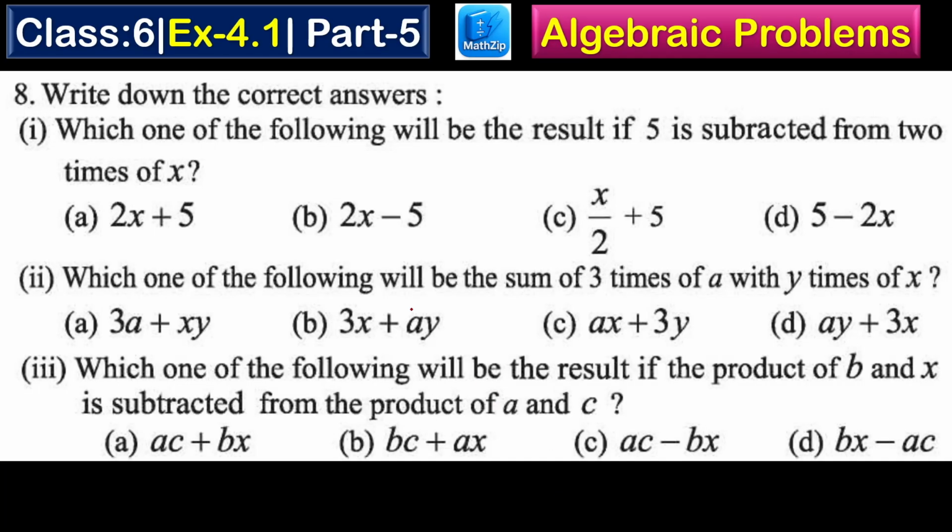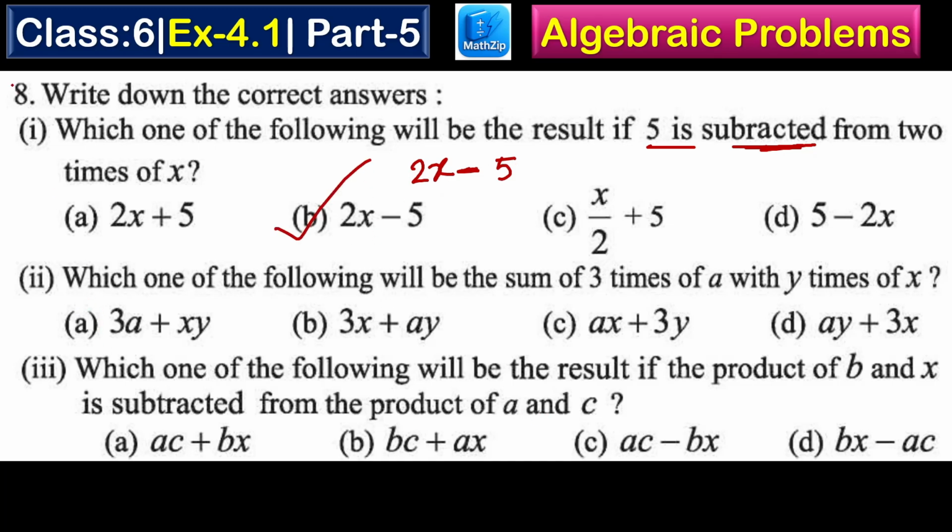Number 8. Write down the correct answers. Which one of the following will be the result if 5 is subtracted from 2 times of x? So 5 is subtracted from 2 times of x. It means 2x minus 5. The result is 2x minus 5, which is option B.